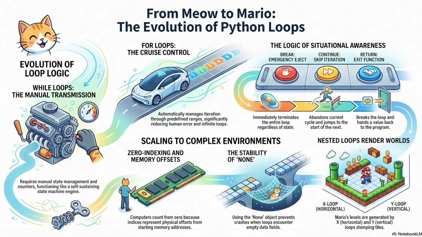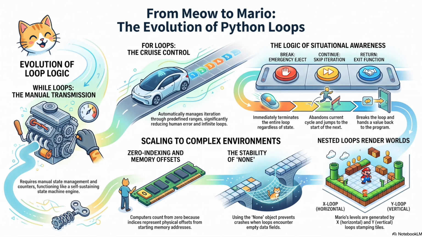So how did they do it? Well, instead, they stored a tiny library of individual 16 by 16 pixel tiles. One graphic for a brick, one for a cloud, one for a pipe. To build the world, they used loops to stamp those tiles across the screen using a coordinate grid.